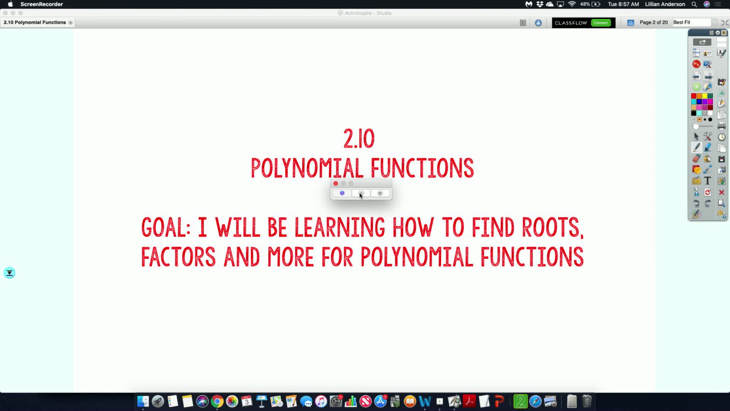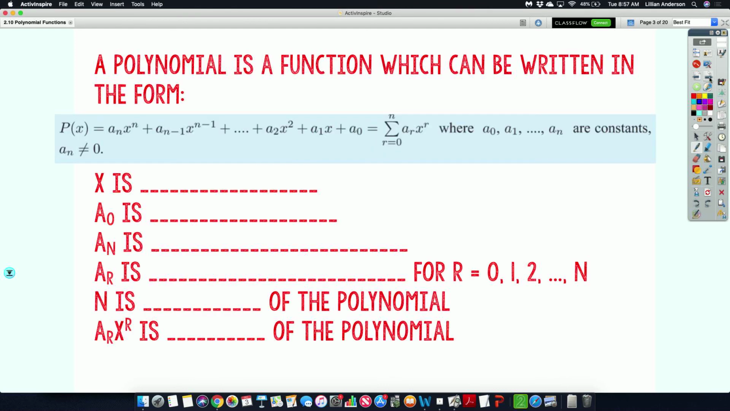Today we're talking about polynomial functions. You guys will be learning how to find roots, factors, and more of polynomial functions. Some of this will be reviewed from pre-calculus, because that should have been where you were first exposed to finding roots and factors and graphing those different types of functions. So we're going to be refreshing memory on that, doing operations. That goes back to algebra 1, but then of course taking it to the next level. Okay, so there we go.